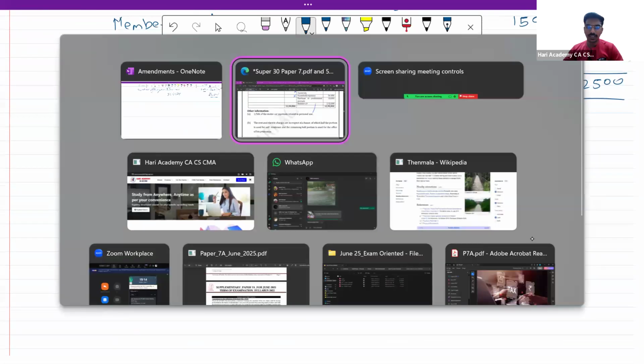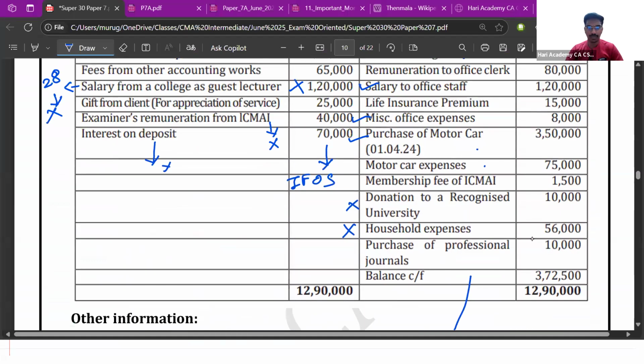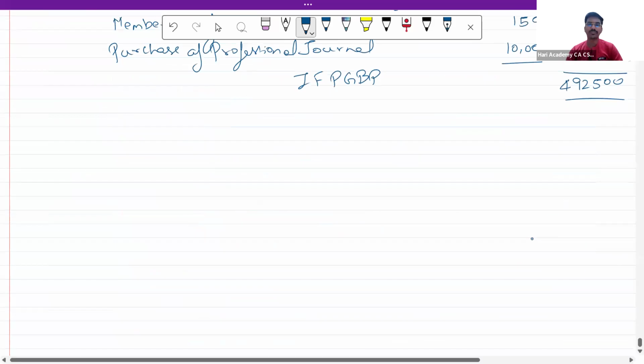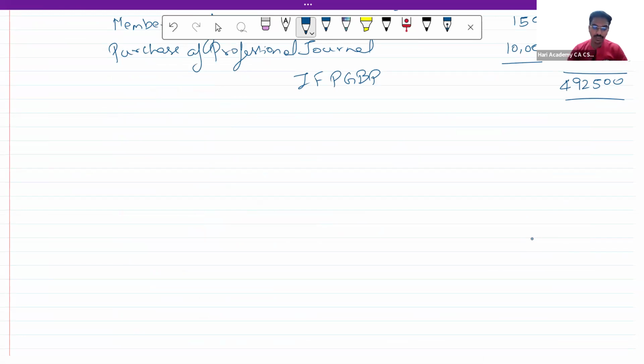Right. Now let us go to this. With this question is completed. Right. This is a type of question where we start from receipts and payments account. We find the income. This is different from the first question because we do not have a net profit. We have to compute the income tax profit directly. We have to make certain assumptions here.